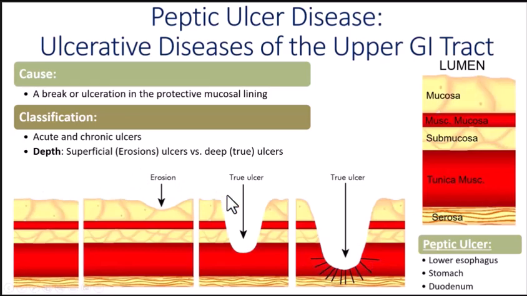So to orient yourself, this is the lumen. This is where food would be present, as well as up here. Because with true ulcers, the blood vessels are going to be damaged, this can cause hemorrhaging as well, or bleeding.